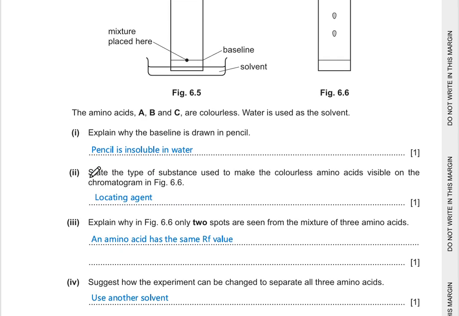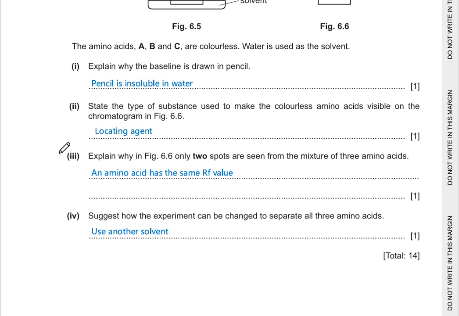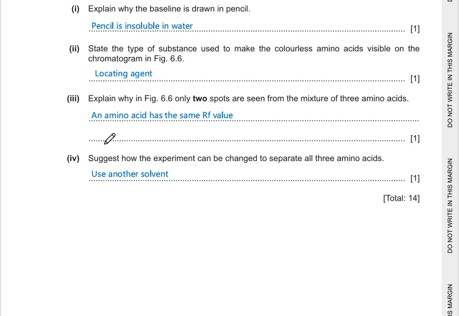State the type of substance used to make the colorless amino acids visible on the chromatogram in figure 6.6. That's going to be locating agents. Explain why in figure 6.6 only two spots are seen from the mixture of three amino acids. An amino acid has the same RF value as another amino acid. Suggest how the experiment can be changed to separate all three amino acids. Use another solvent, because the amino acids may have different retention values, as the other solvent may have a different solubility and a different speed of going through the paper. So that's going to help separate all three amino acids, hopefully.